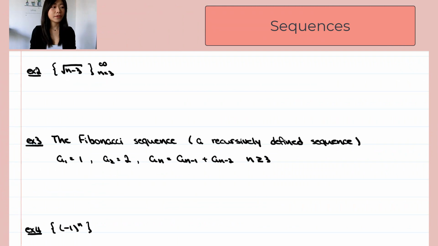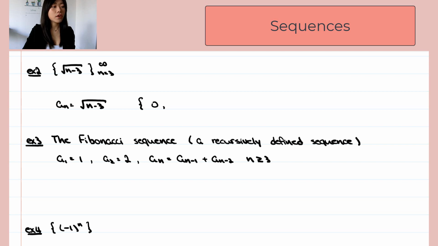In the second example, the formula is also explicitly given. The a_n would be the terms inside the bracket, which is the square root of n minus 3. But note that this sequence starts from when n equals 3. So for the first term, we plug n equals 3 into a_n, which is the square root of 3 minus 3, that is 0.